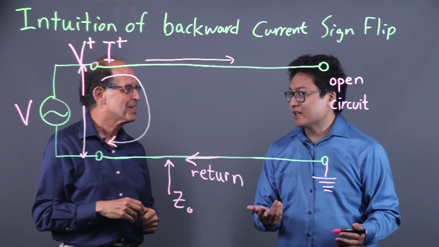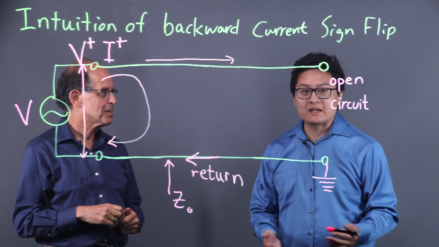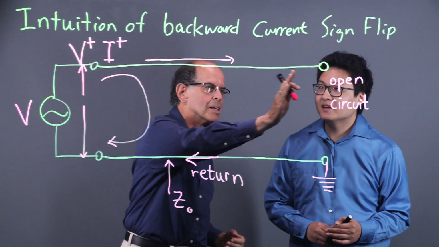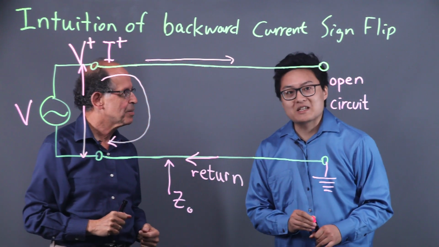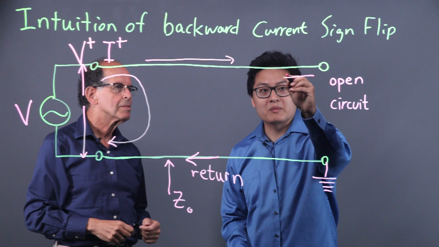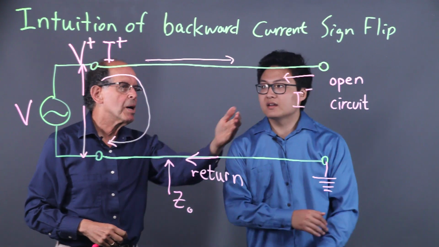Okay, so if I were to take a guess, the current has to be canceled out by something else. Yeah, what is going to cancel out the current? We got a plus I going that way. Oh, then let's call it a minus I being generated here and coming back. So I minus comes back.